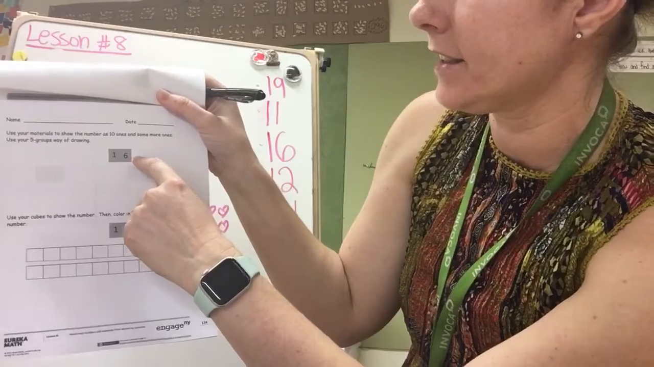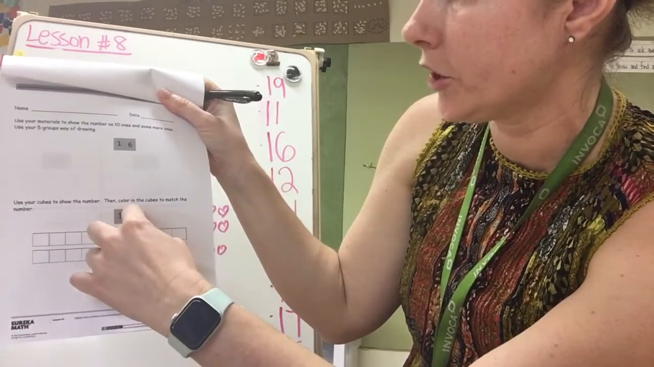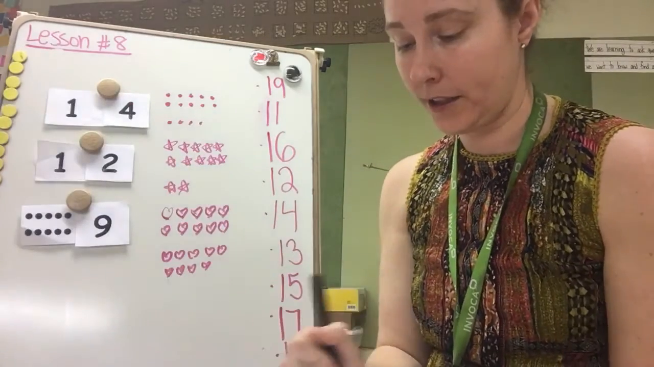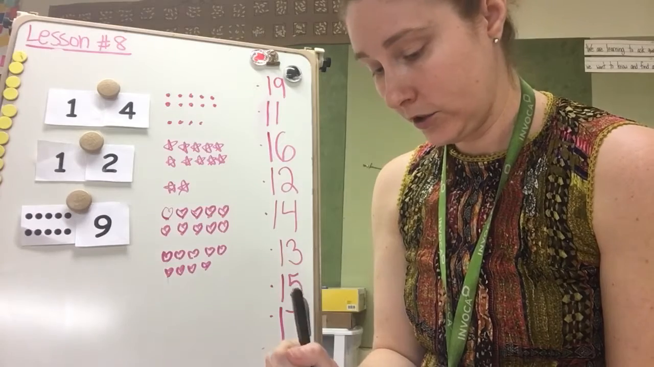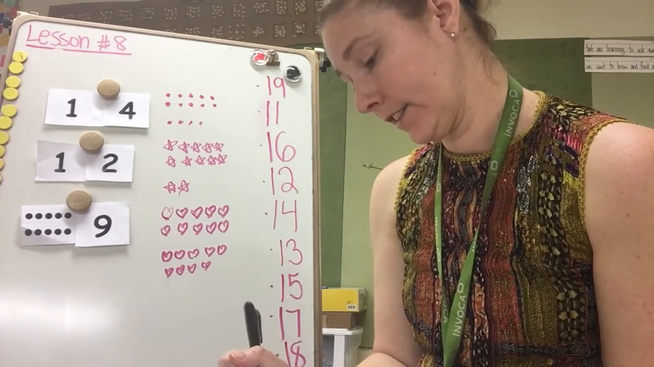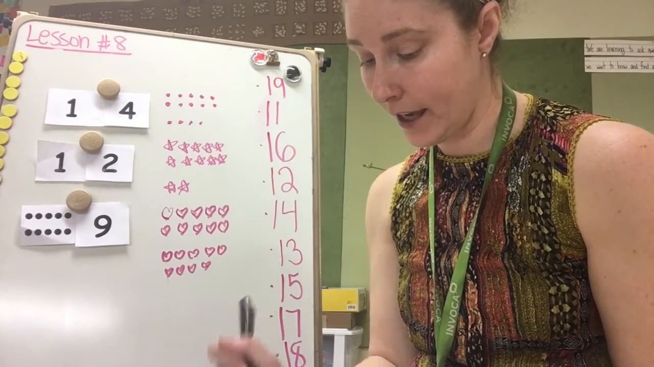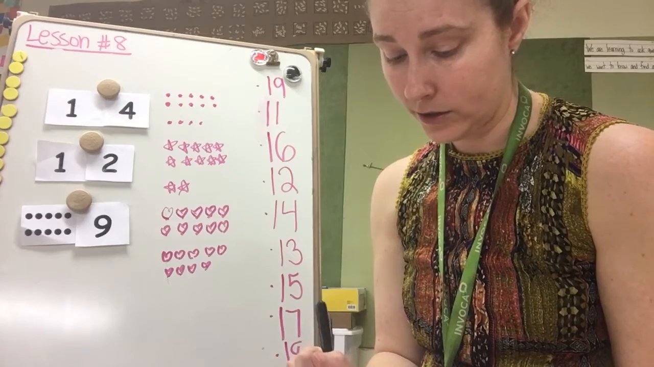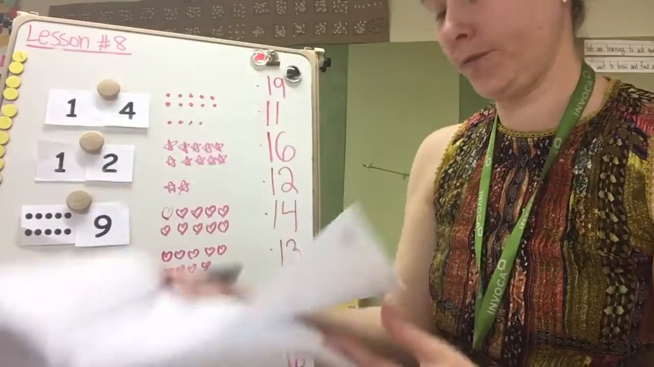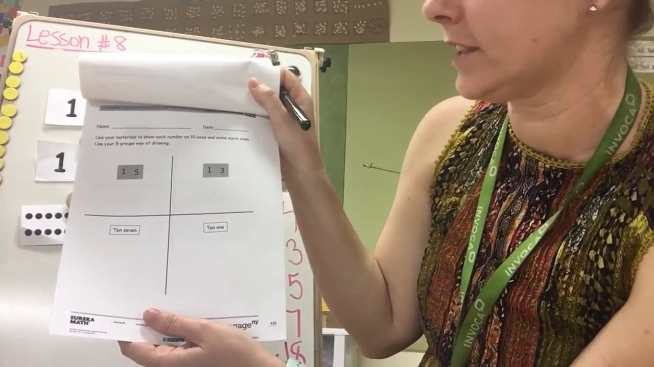You're going to make 16, drawing it out. Use the cubes to show the number 12. So how would you do that? You would color 1, 2, 3, 4, 5, 6, 7, 8, 9, 10, 1, 2. 10, 2 makes 12.